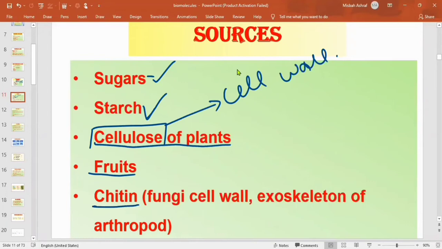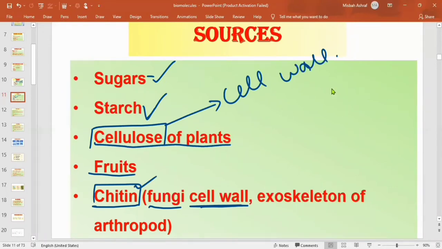Then it's also present in chitin. Chitin is a carbohydrate which is present in the cell wall of the fungi. Now we have studied about the classification, so we know what fungi are. Their cell wall has chitin. Chitin is also carbohydrate in nature.